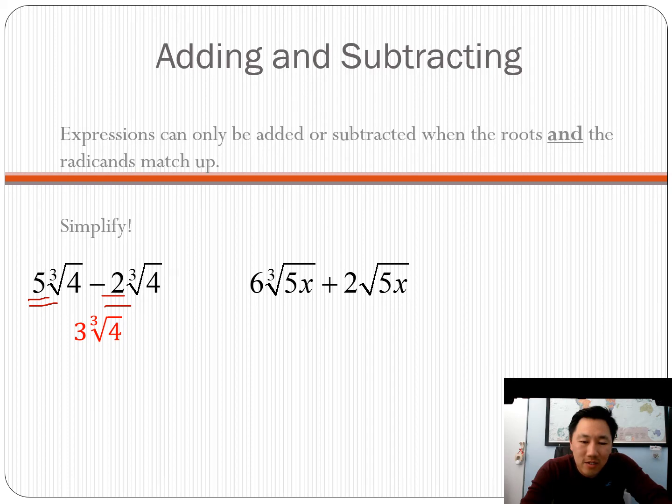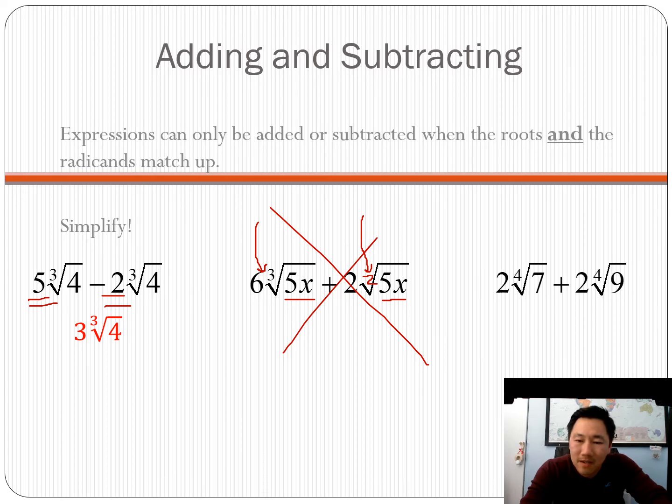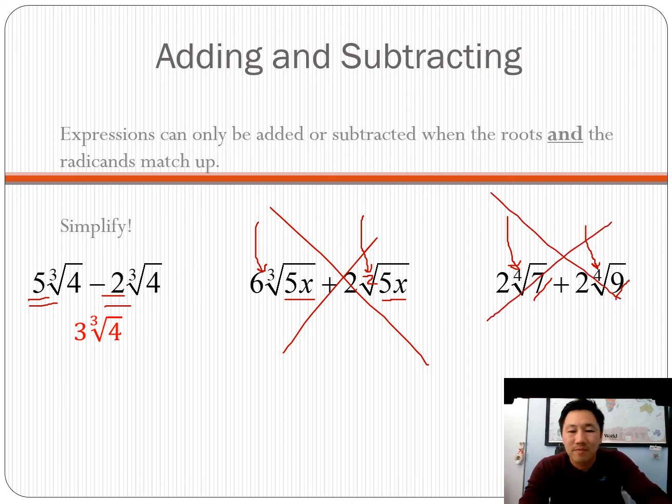Notice this one. They both have 5x as the radicand, but this one is a cube root and the other one is a square root, so when that happens you can't simplify. Same thing with this one. The roots are both 4s, so that's good, but then the radicands are different, and so you can't combine them. So you have to make sure the radicand and the roots match up before you add or subtract.